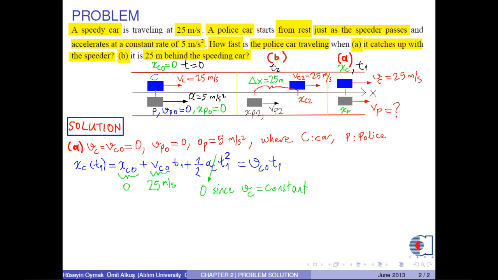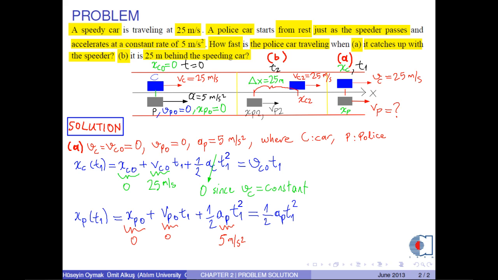By the same way, the position of the police at time t1 is found by this formula. We know that the initial position of the police is 0 and the initial velocity of the police is 0. So the result is 1/2 times AP times T1 squared.